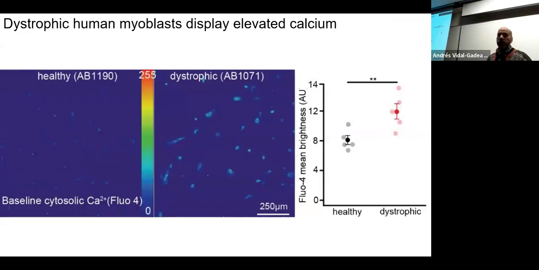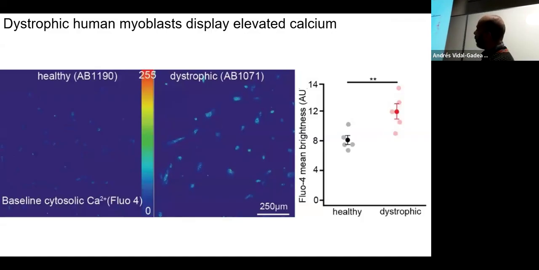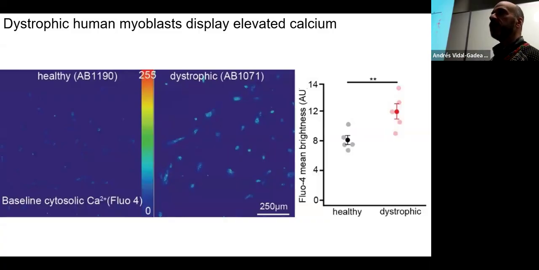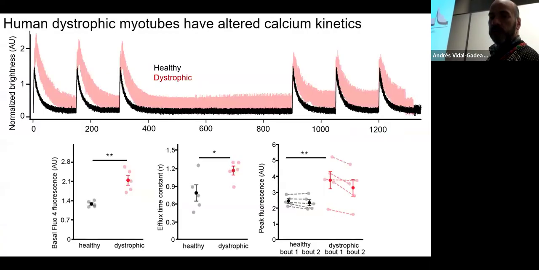One of the things that we saw is that even early cells, like 24-hour myoblasts, already show an increase in calcium in the dystrophic cells. So again, these are non-contractile cells already elevated in there, okay? So that matches the worm.